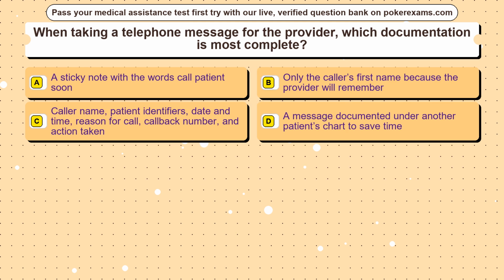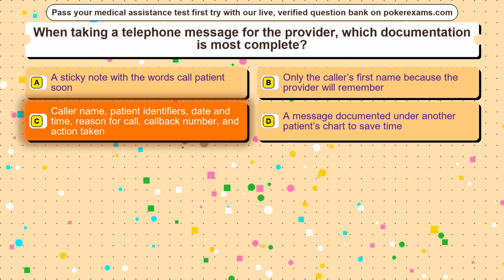Question 86. When taking a telephone message for the provider, which documentation is most complete? Option A. A sticky note with the words "call patient soon." Option B. Only the caller's first name because the provider will remember. Option C. Caller name, patient identifiers, date and time, reason for call, callback number, and action taken. Option D. A message documented under another patient's chart to save time.